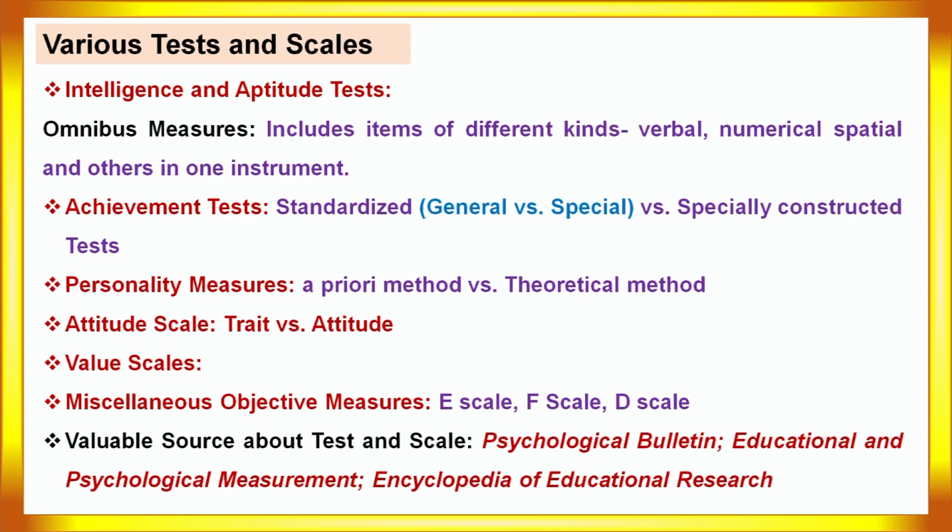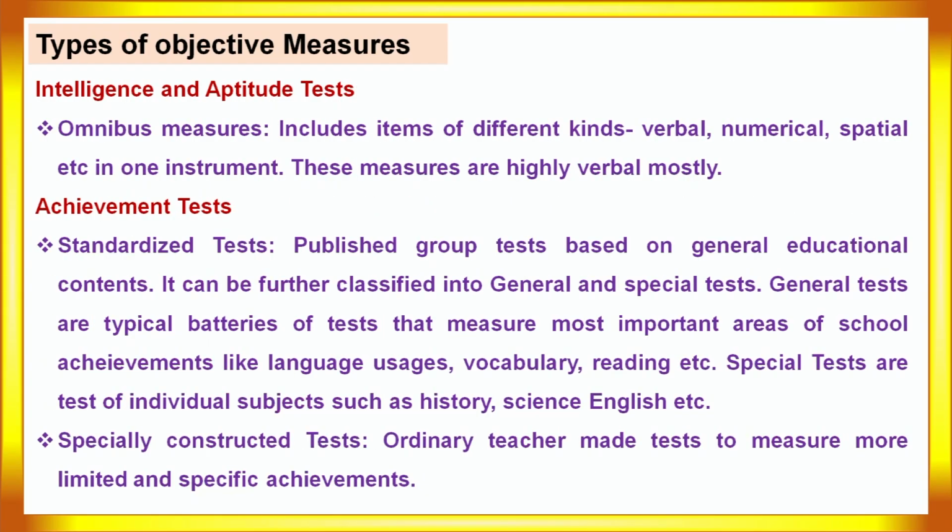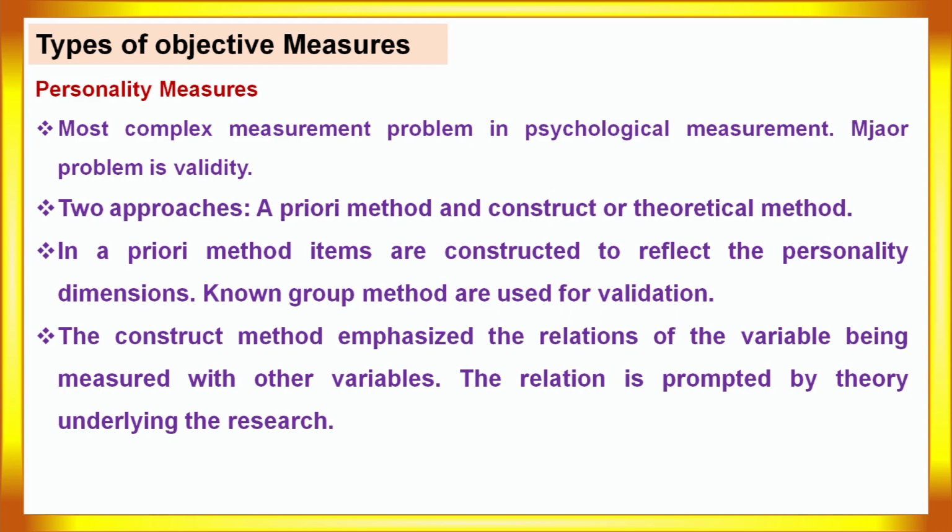Now, coming to the personality measures, as I told, the most complex measurement problem in psychological measurement is personality, and one of the problems in constructing these measures is the problem of validity, because personality has many dimensions. It comprises everything you can deduce about an individual. There are two approaches for devising a scale or measure for estimating personality. We call them the a priori method and the construct or theoretical method.